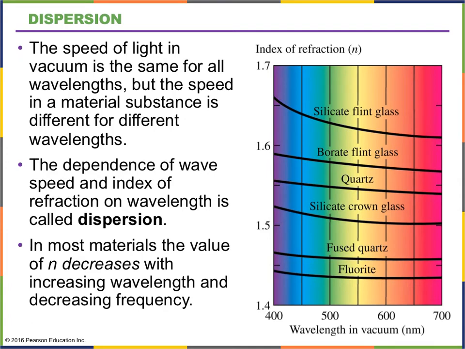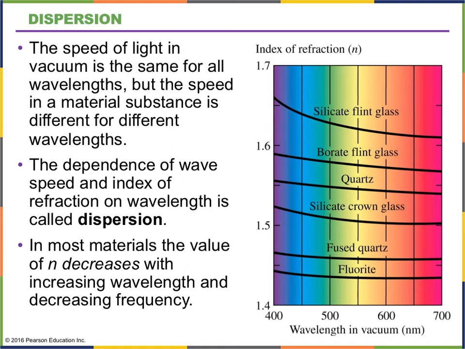Now, the last behavior that we're going to look at is called dispersion. Dispersion has to do with the fact that the index of refraction for light is actually dependent on the wavelength. Sometimes the difference isn't a big deal, but sometimes it causes a noticeable visual effect. So for these different materials, they have the index of refraction graphed as a function of visible light.